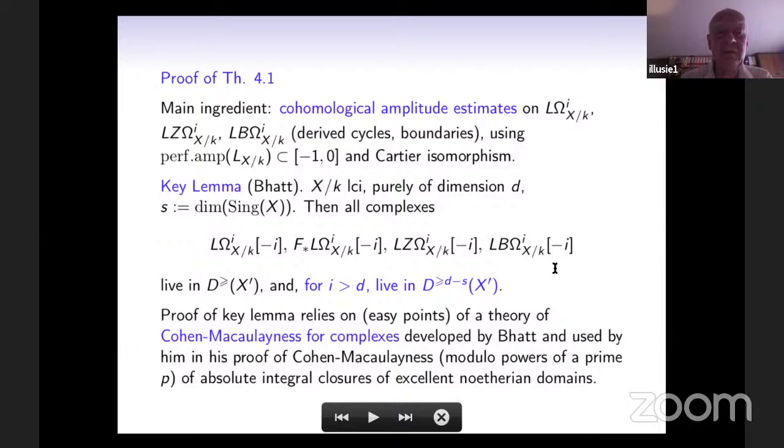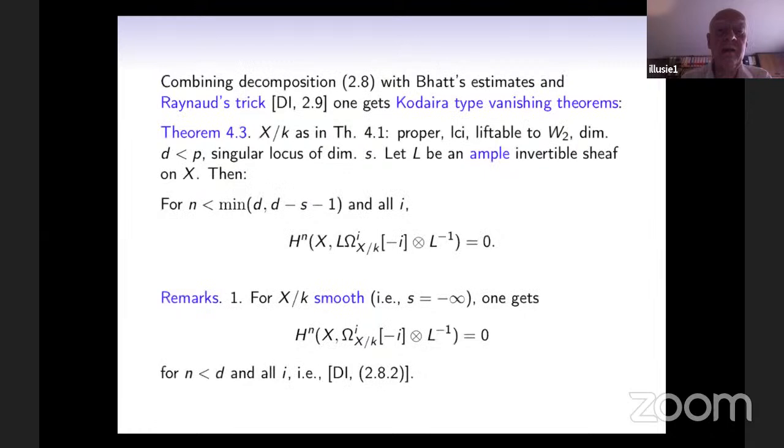And so combining decomposition, and of course, using the Reynolds trick, you also get Kodaira vanishing theorems, which I wrote here. Here, the same assumption: there are two cases, and in characteristic p, you assume that d is smaller than p. And you have this strange condition that n is smaller than the minimum of d and d minus s minus one. So you have the vanishing of H^n of L Omega^i tensor L^{-1}, where L is an ample line bundle on X. In the smooth case, you get the result in my paper with Deligne: for n smaller than d, H^n of Omega^i tensor L^{-1} is zero.